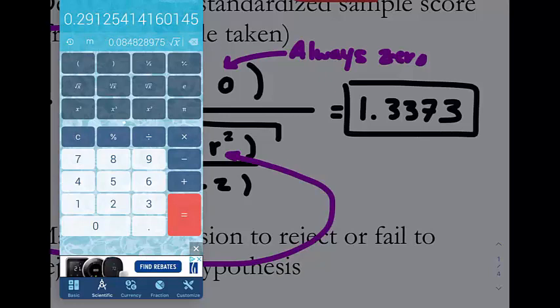So that's my denominator, but to make it a denominator I push the reciprocal button at the top, the 1 over x. That puts it in the denominator, and then I multiply that times the numerator, which is r minus 0. In other words, anything minus 0 is the number itself, so times, where's the r value?